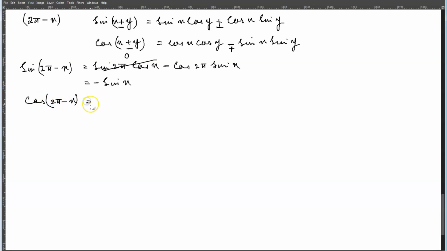What is the cos of 2 pi minus x? The cos of 2 pi minus x is equal to cos 2 pi cos x plus sine 2 pi sine x. Now cos 2 pi is equal to 1, so that is equal to cos x, and sine 2 pi is equal to 0, so this whole thing goes to 0.